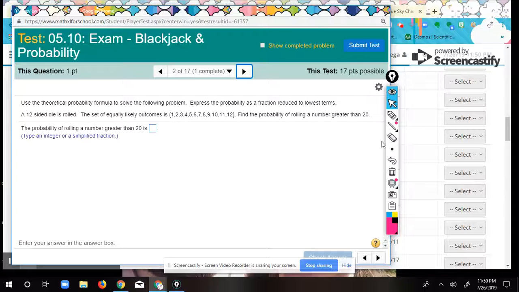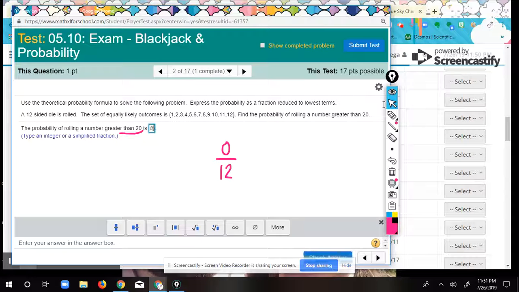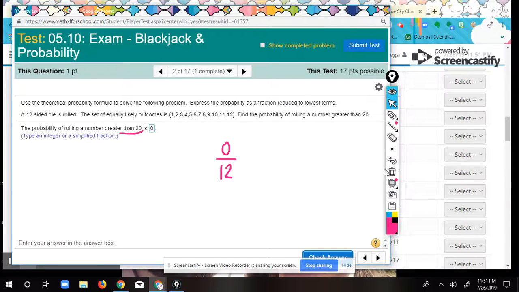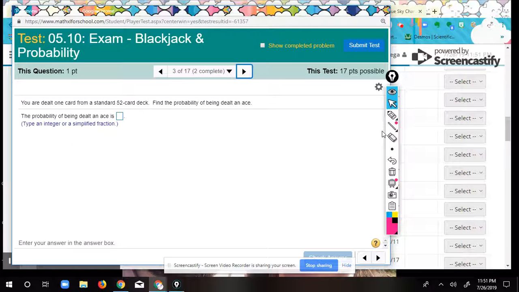Okay. Same deal. Again, we have a 12-sided die, so the denominator will be 12, but they want to know the probability of rolling a number greater than 20. Unfortunately, that can't happen here because there are only 12 sides. So this would be a probability of 0 out of 12, or just 0. That's what we would put. When it can't happen, it's a 0.